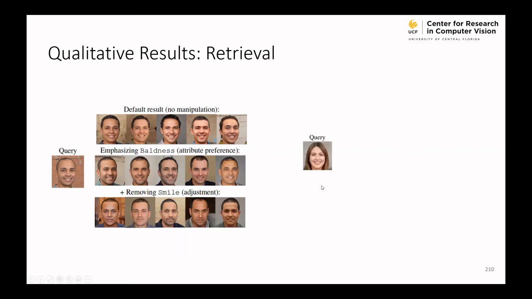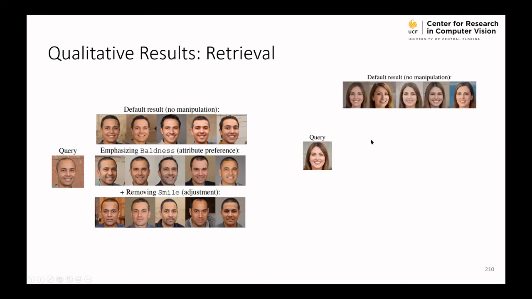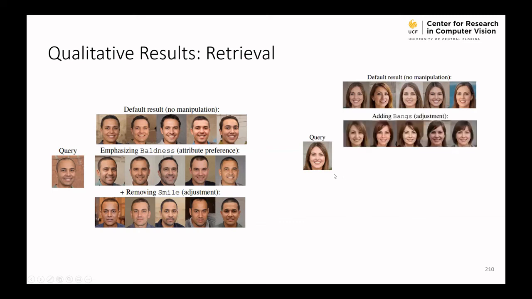So again, another example, this is a query, and these are the matches for this lady. And here we want to find this person's pictures matches with bangs. So as you see, you have more bangs here.